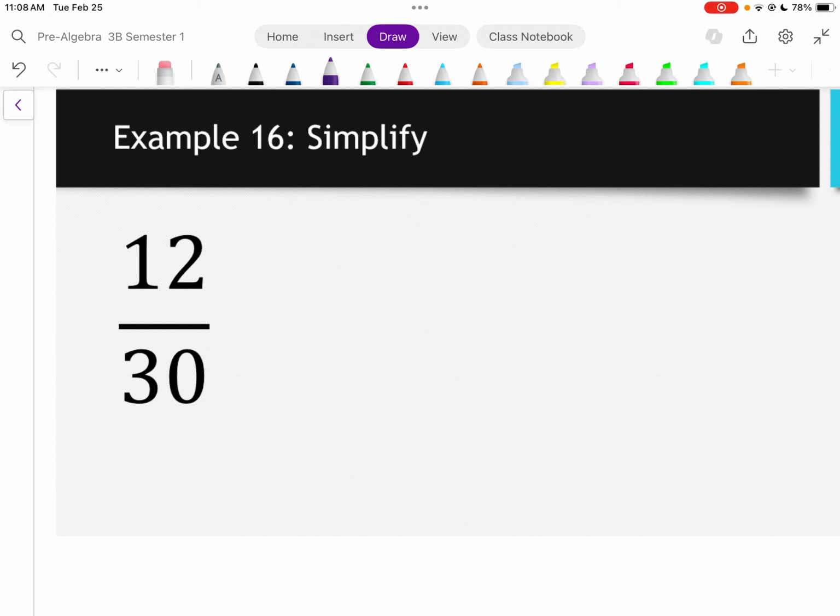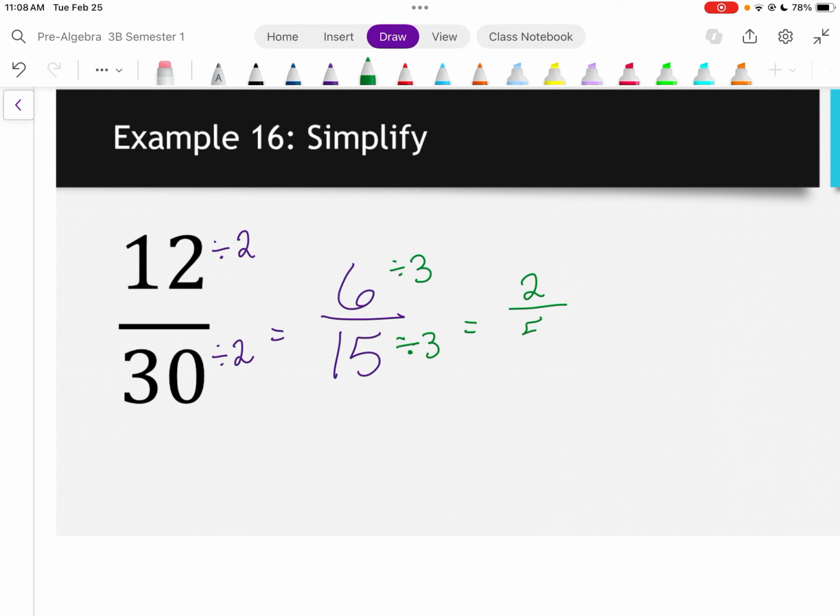All right, example 16. All right, so we have 12 and 30, and right away I recognize both of these are even, so I'm going to divide them by 2. That'll give us 6 over 15. Now, these are not both even, but I know 3 goes into 6, and 3 also goes into 15. So that'll give us the fraction of 2 over 5.